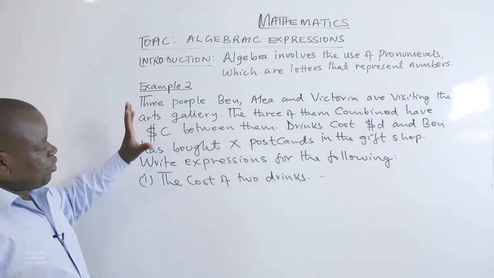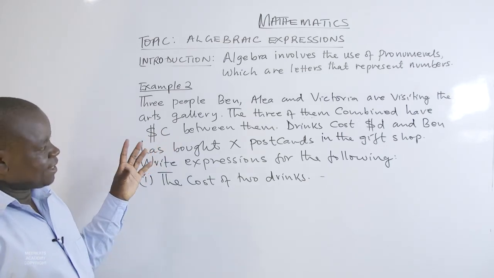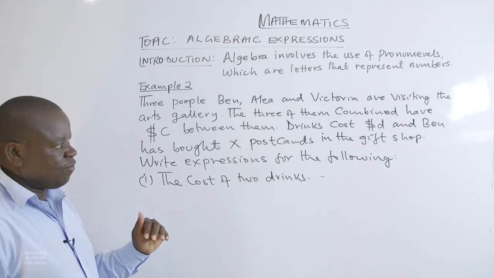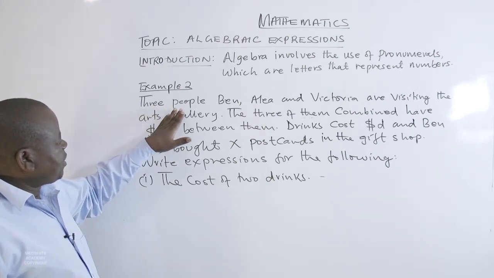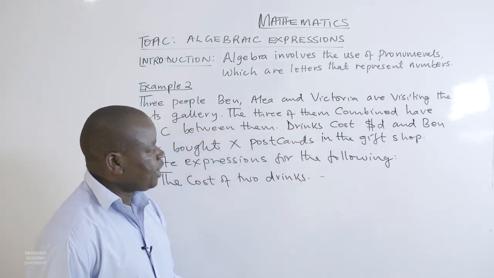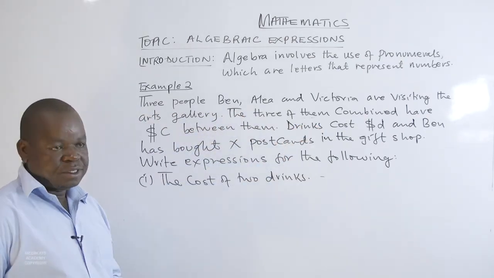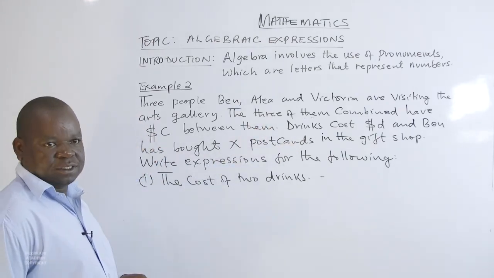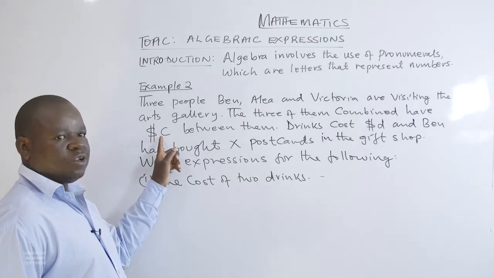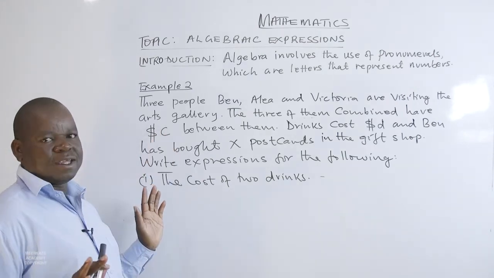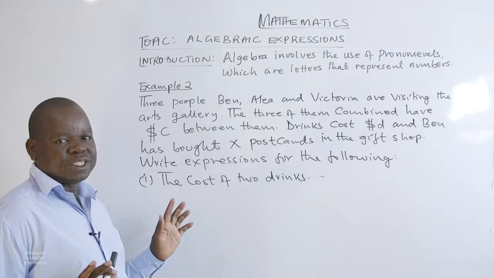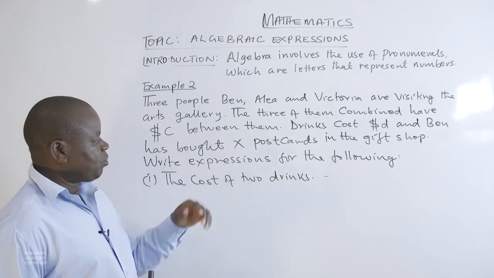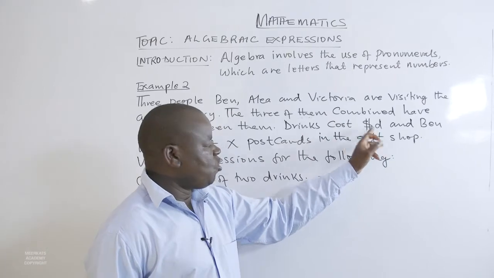So class, this is an example that now brings us to understanding what we have discussed this morning in terms of coefficients and variables. Here we have been told that 3 people, Ben, Alea, and Victoria, are visiting the arts gallery. The 3 of them combined have $C, the amount of money they have is C dollars. So this C represents any amount. We don't know exactly how much they have, but we have just been told that they have C dollars between them. Drinks cost D dollars.